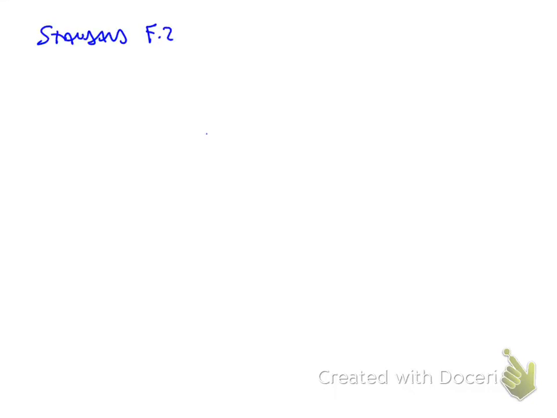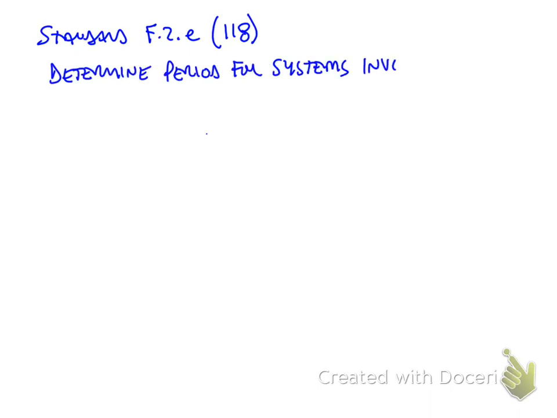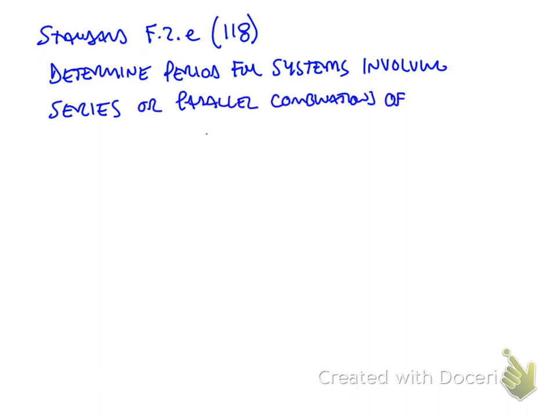All right, so I'd like to talk about standard F.2.e, which is standard 118. And in it, it talks about determining the period for systems involving series or parallel combinations of identical springs. So first, let's talk about what that means.